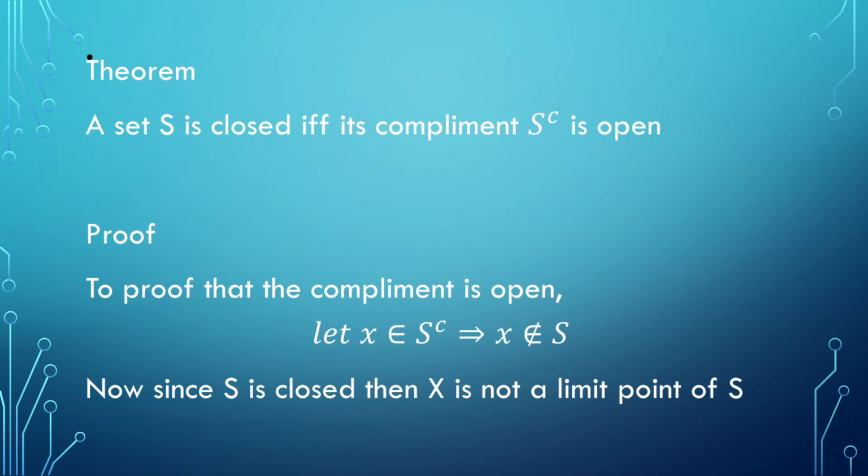And also revisit the other subtopics that we have looked at previously. They are very helpful. A set S is closed if and only if its complement is open. So a set S is closed if and only if its complement is open.